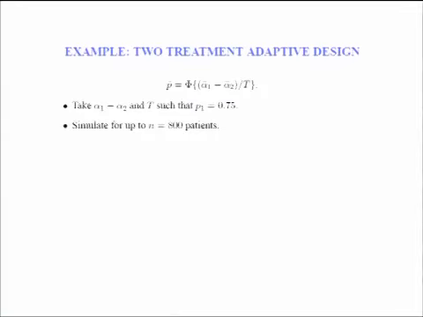What is the effect of regularization? What kind of properties do these designs have? Here is a 2 treatment design. I'm going to take the mean difference such that the probability of allocating to the better treatment, which is the first treatment, is 0.75.